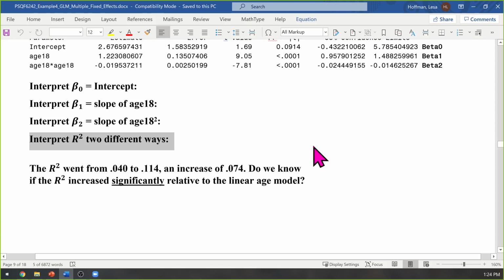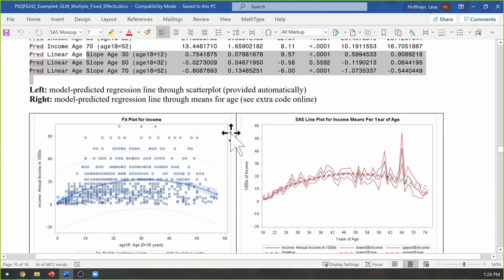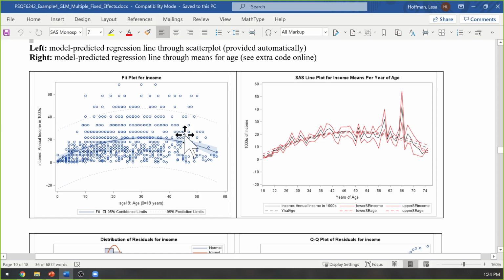Okay. And here's the answers for the estimate statements. So this is where I got the predicted income at particular ages that I requested, as well as the predicted linear slopes at those ages as well. And that's what the model predicts. So I made this picture on the right by generating y hat and then asking for a plot of it. And all of the code to do that, by the way, is in the online files. I didn't bother to include it here, but you have it for your reference if you want to learn how to make plots.